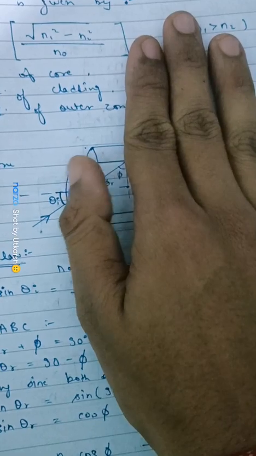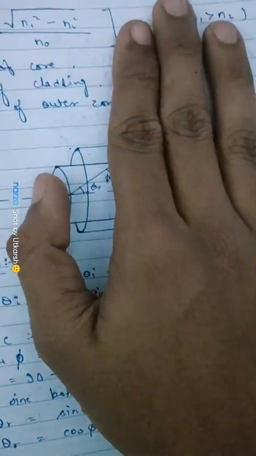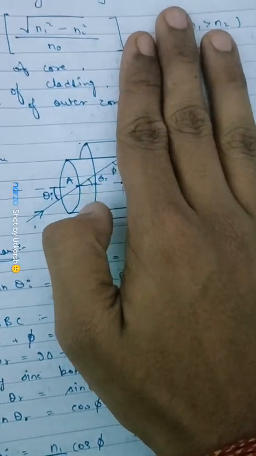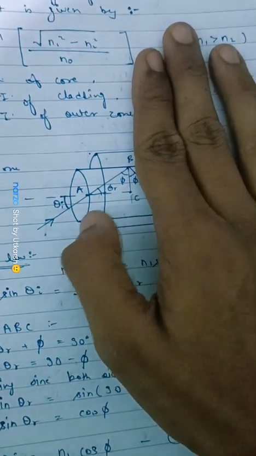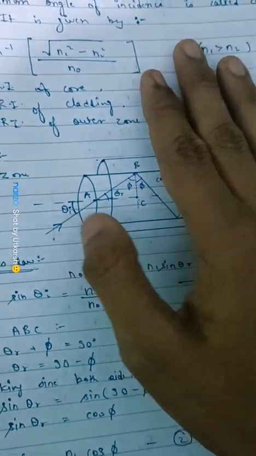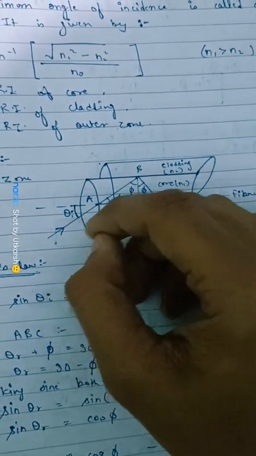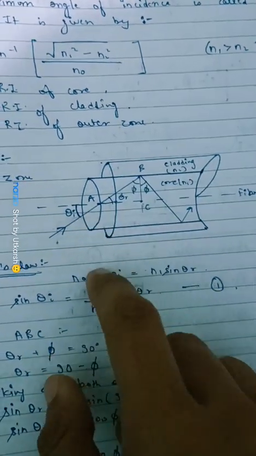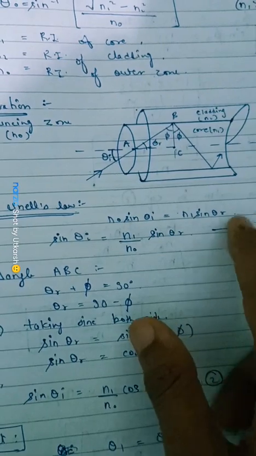So here we apply Snell's law. What is Snell's law? Here we can write sine theta I upon sine theta r equals n0 upon n1. n0 is the outer region refractive index and n1 is the inner. So this is our equation from Snell's law.